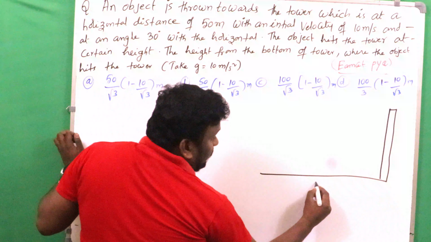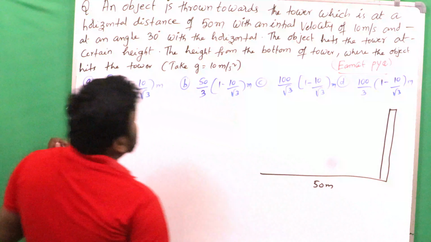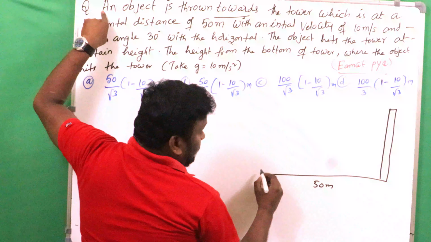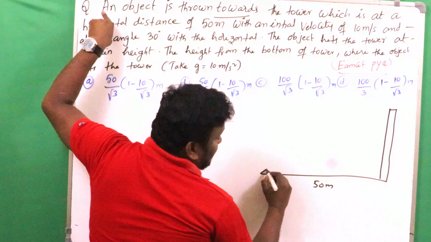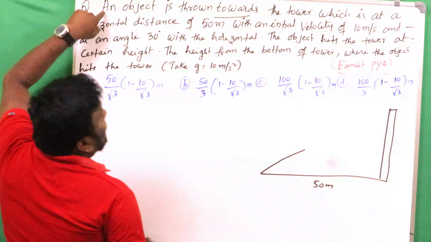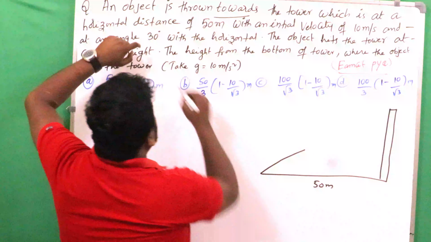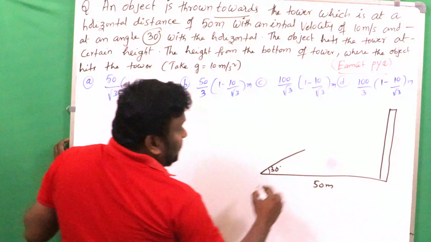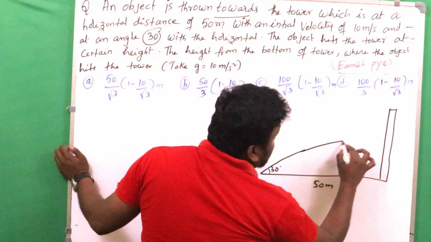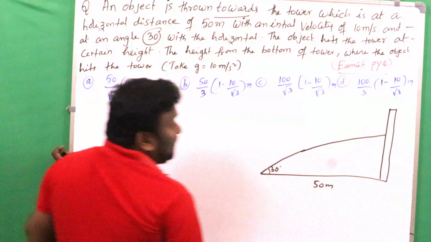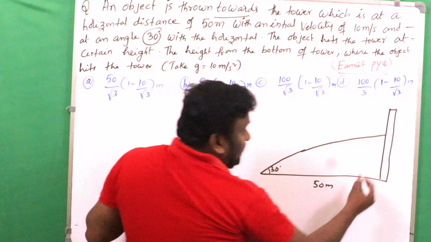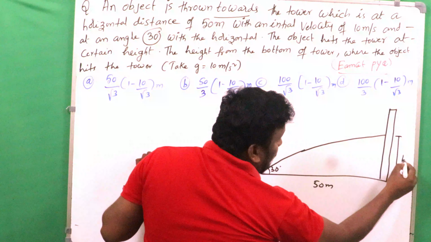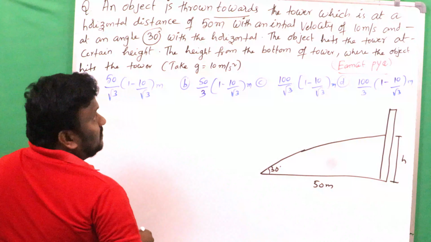From the tower, at 50 meters distance, an object is thrown towards the tower. From here one stone is projected like this, making some angle, 30 degrees, and that will move towards the tower and strike it at a particular height from the ground. So this height we have to calculate.